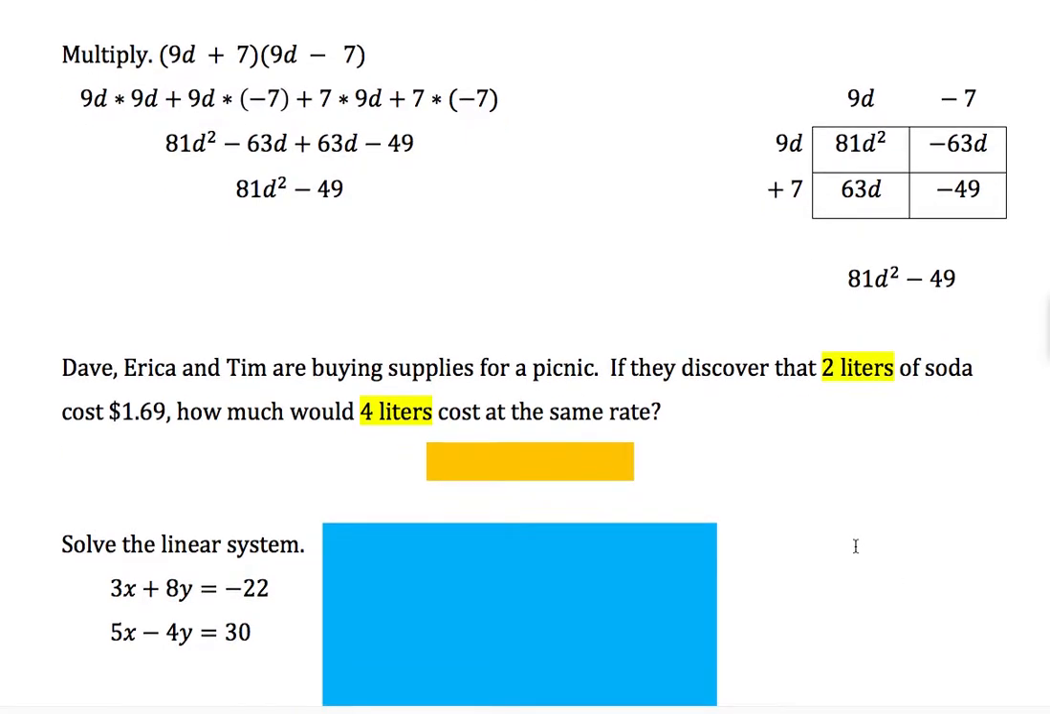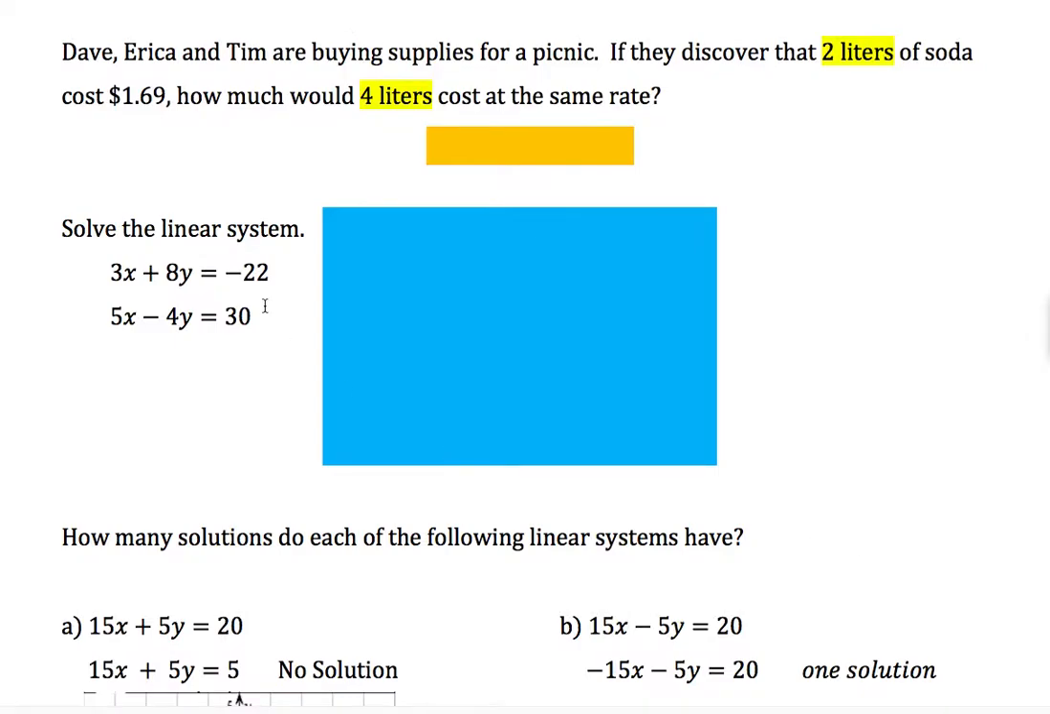All right, next one. This is a word problem. Dave, Erica, and Tim are buying supplies for a picnic. If they discover that 2 liters of soda costs $1.69, how much would 4 liters cost at the same rate? All right, so the biggest thing is to figure out what you're going to multiply this $1.69 by, some number, and we've got to figure out what we're multiplying it by.